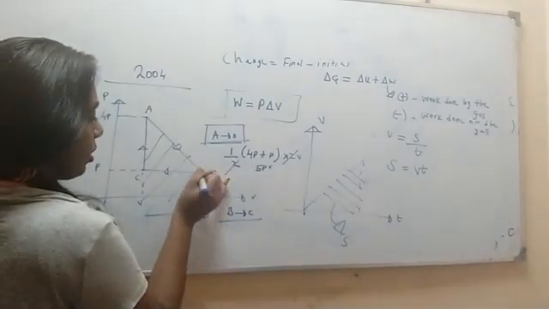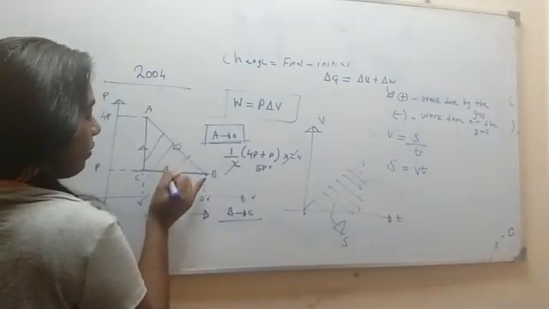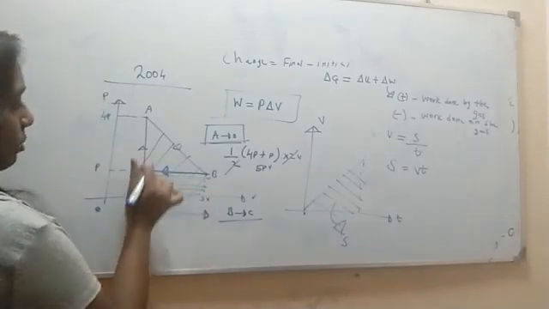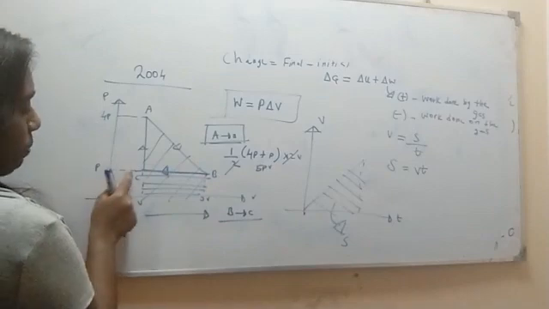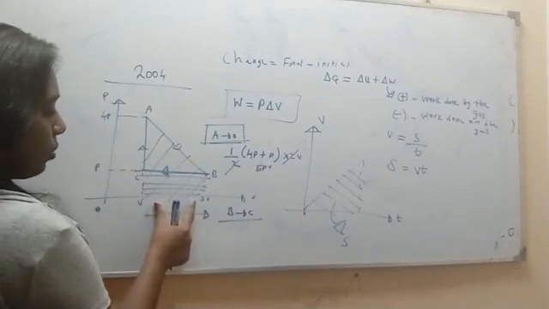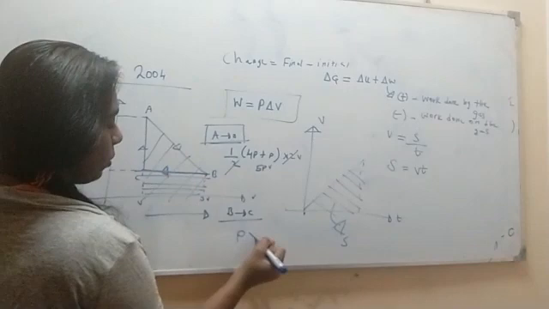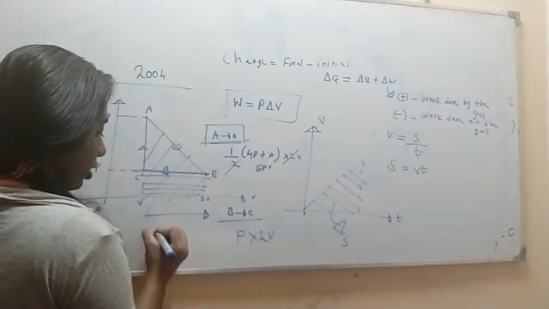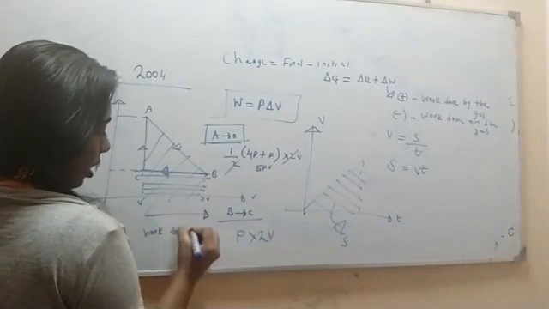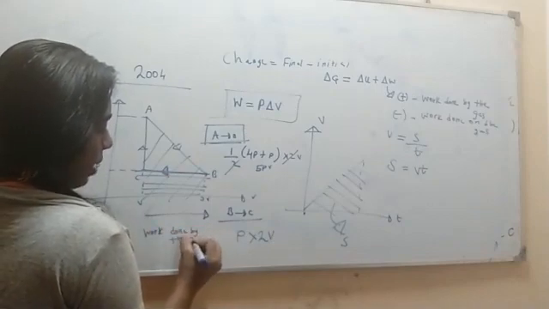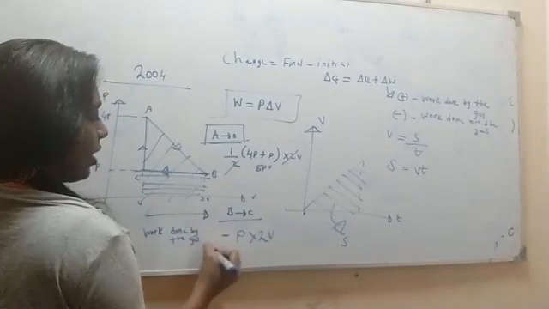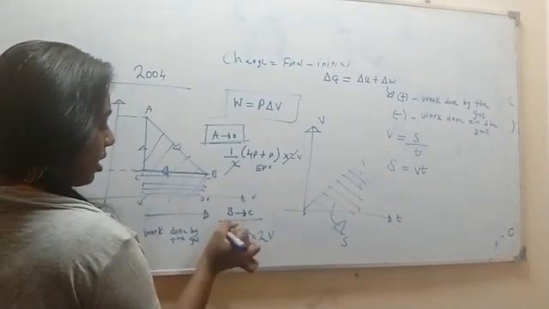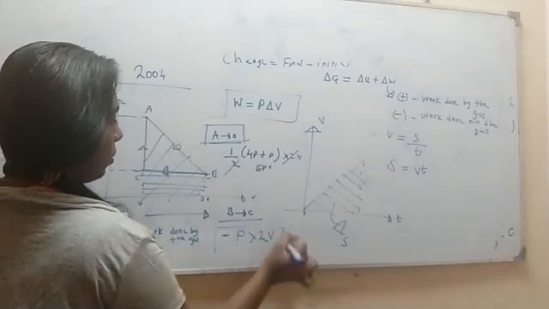When I consider the B to C process, work done will be given by the area under the graph. Therefore, that is a rectangular portion. The pressure is P, change in volume is 2V. Therefore, P into 2V. But if they ask a question like work done by the gas, it will be minus, because really work is not being done by the gas. We are doing work because its volume is decreasing. So minus P into 2V.